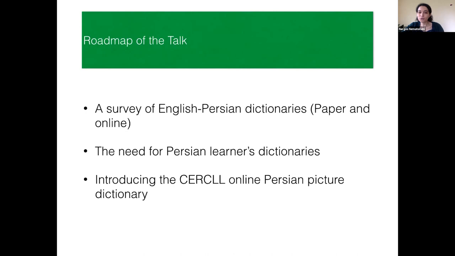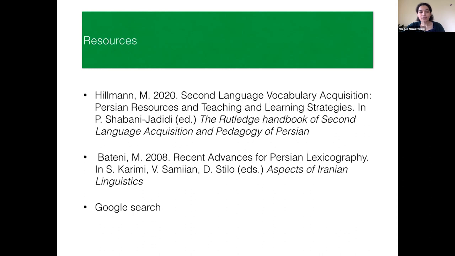And then I will introduce the online Persian picture dictionary, which is supposed to solve one of the problems of the existing dictionaries, that is, giving easy access to the pronunciation of new words. For the resources that I looked at, I wanted to make sure that I'm up to date on all the most current existing dictionaries.